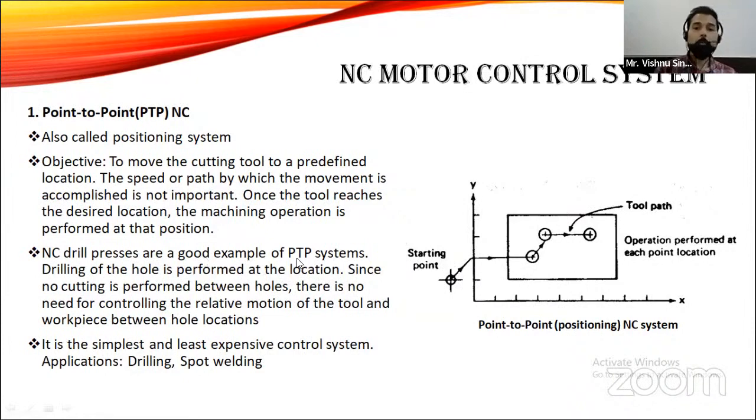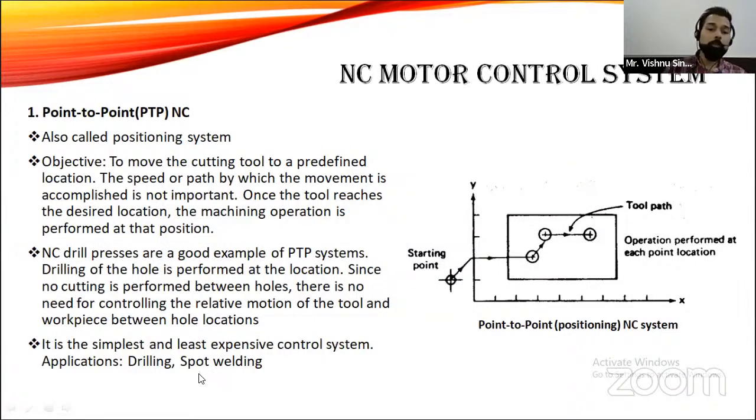NC drill presses are a good example of a PTP system. That is, drilling is a good example. Drilling of a hole is performed at the location. Since no cutting is performed between the holes, as you can see, we are drilling certain holes at certain points, so no operation will be carried out between the two holes. There is no need for controlling the relative motion of the tool and workpiece between the hole locations. Since my tool is performing drilling at specific points, there is no need to control my tool position or path because my tool is not in contact with the workpiece. It is the simplest and least expensive control system. Applications are drilling and spot welding.